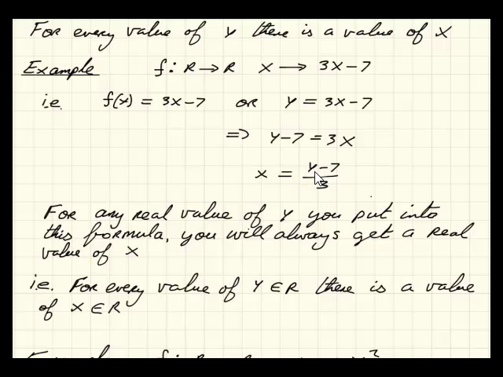So again, y is the answer. Let's put in any value for y here, for example 3 or 4, any real number at all. And it should be obvious that you will still get a real number for x. So any real number you put in for the answer or for the codomain gives you a real number for the domain. For every value of y, there is a value of x, is what we're really saying here. And that in itself is a test for surjective.